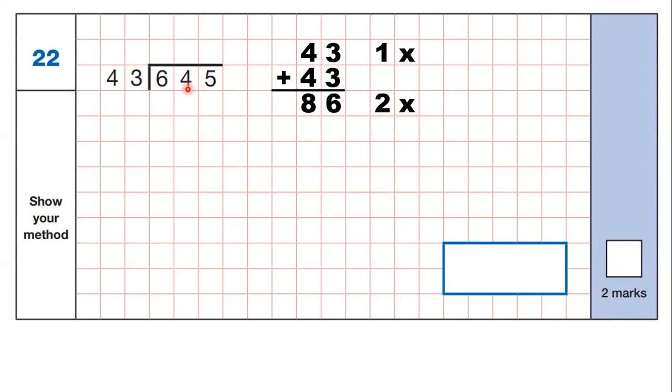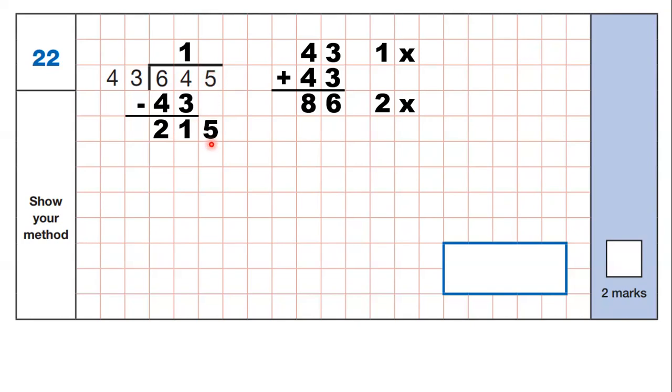Now if we look back to our question, we can see that if we take the first two digits together, we have 64 divided by 43, and 64 is less than 86. So we can write 43 below the 64 and 1 in our answer line. So now we subtract. 4 minus 3 is 1, 6 minus 4 is 2, and now we bring down our 5.